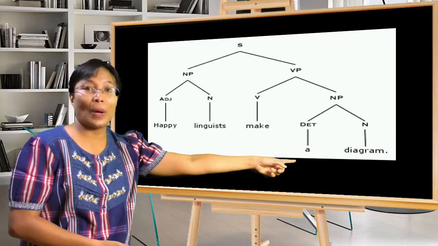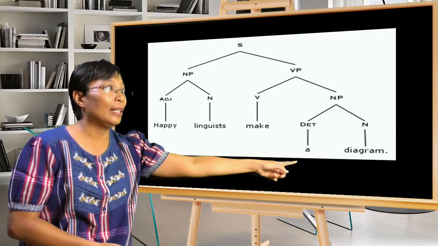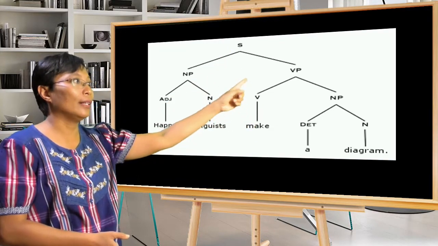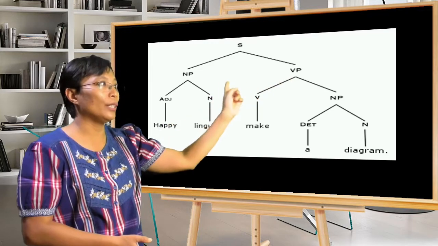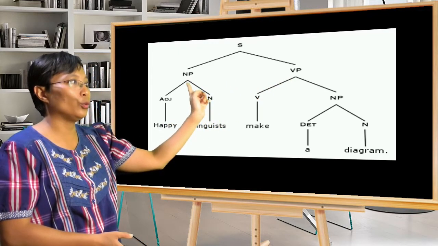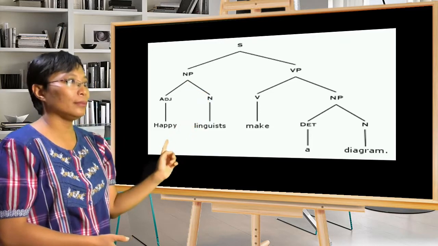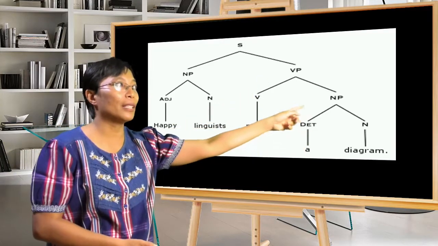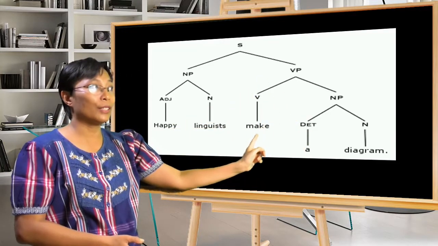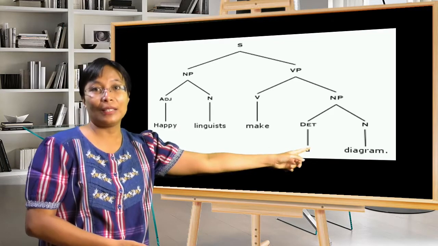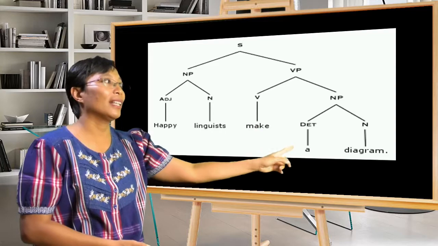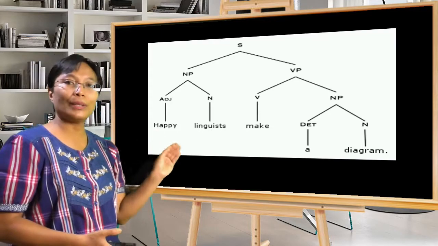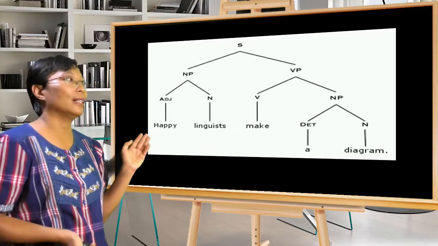But "a diagram" is not an immediate constituent of the sentence because we have an intervening node here. And a node is the meeting point of two branches. So they are the constituents. And here "make a diagram" is a constituent. In this bigger constituent, we have "a diagram" as the smaller part of "make a diagram." So that's the explanation about how we analyze the structure of a sentence.